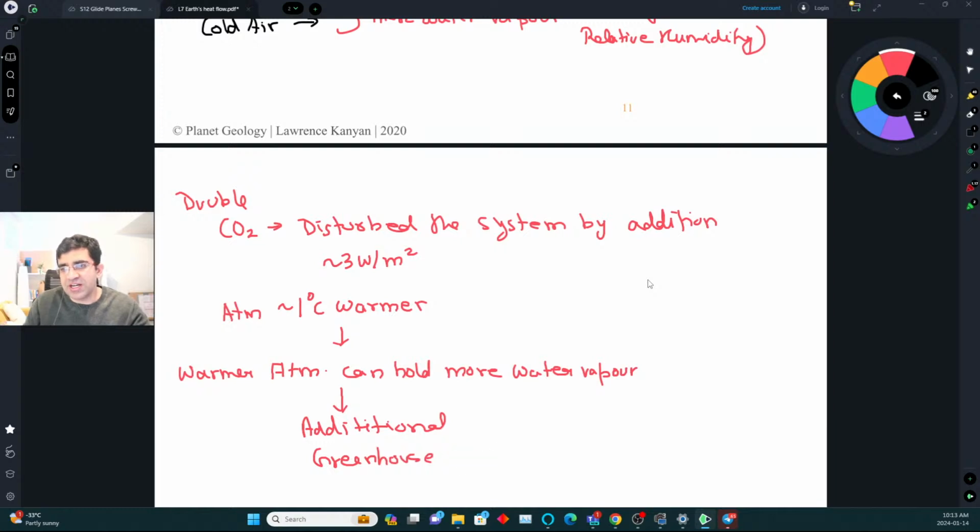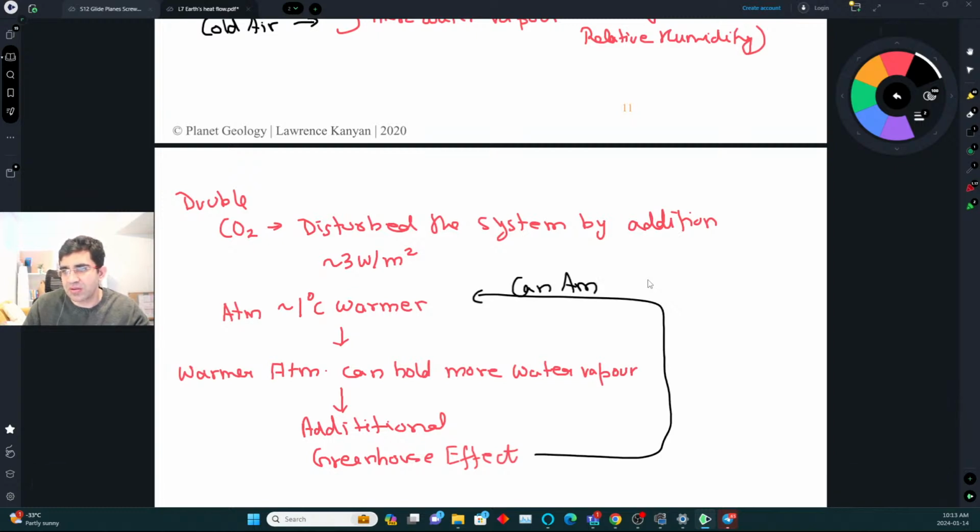Okay, now this additional greenhouse effect, will it amplify warming or nullify warming? Amplify. So it can amplify warming. So it will amplify warming. Okay, so it is actually from these feedbacks that global warming or climate change becomes more scary.